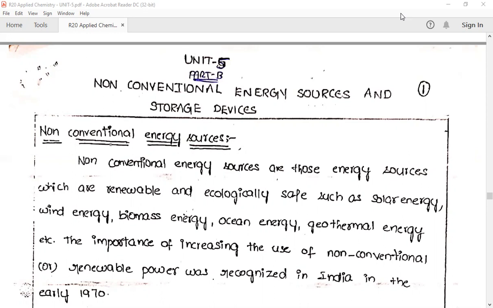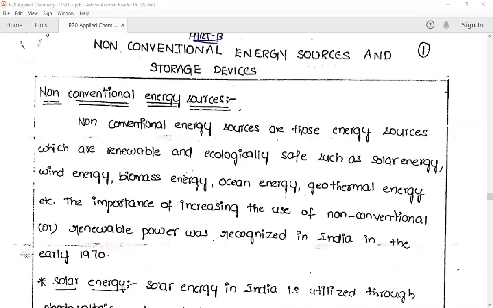So all these sources are renewable and inexhaustible in nature and do not cause environmental pollution. For example, solar energy, wind energy, tidal energy, and hydroelectricity. The importance of increasing the use of non-conventional or renewable energy resources was recognized in India in the early 1970s.